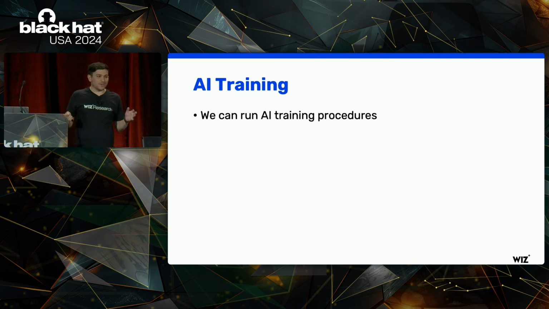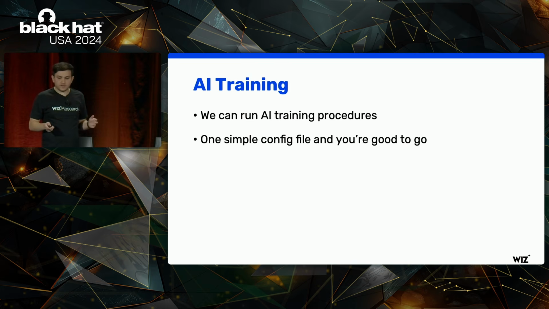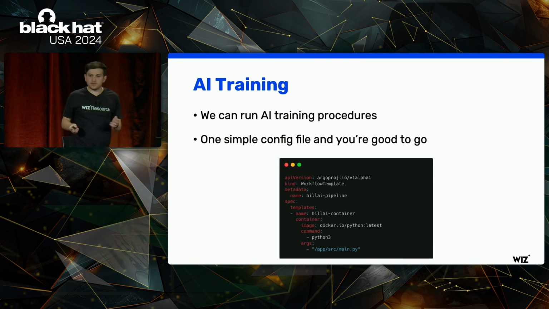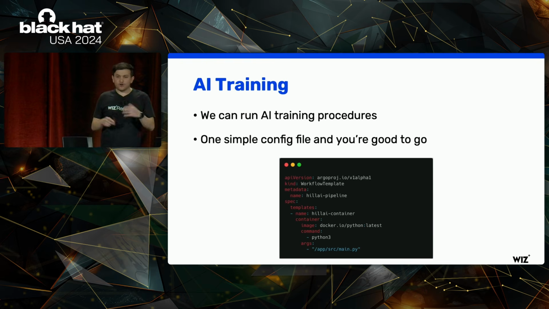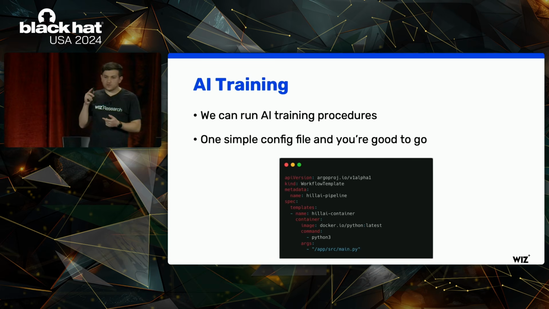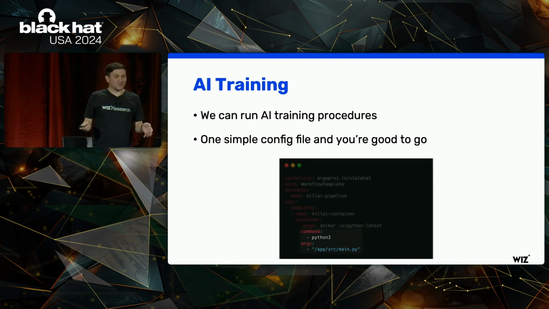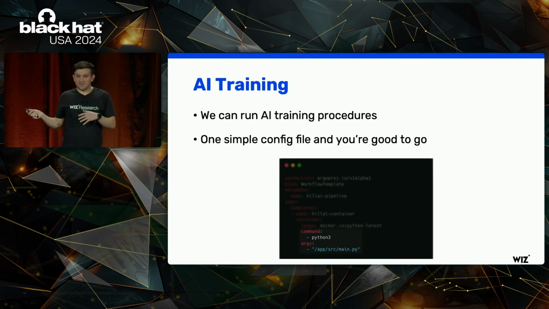So how do you train an AI model on SAP? The way that it works is actually quite simple. You provide one simple configuration file, and you're basically good to go. Your training procedure just runs. And the way the configuration file works is also quite simple. As you can see in the example here, you basically provide all the flags that you want to pass to the container, what sort of container image I want to use, what sort of flags I want to add, and most importantly, what command I want to run within that container. In this particular example, it's a Python script, but it can be literally anything, including a reverse shell.